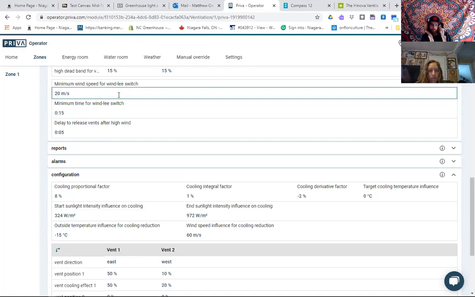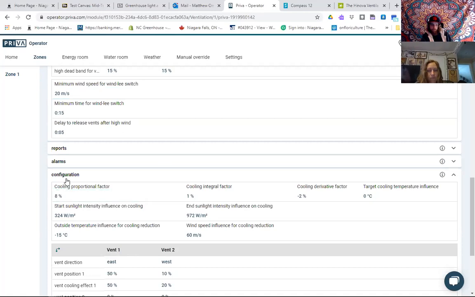Majority of the time, our wind comes from the west, right? Prevailing winds are west in North America. That means the wind is coming from the west and moving east. So the wind side vent will be on the west side of the greenhouse, or the field side if you're looking at the greenhouse. And the lee side would be the brewery side of the greenhouse. Okay, so those are the vents that are pointing away from the wind.